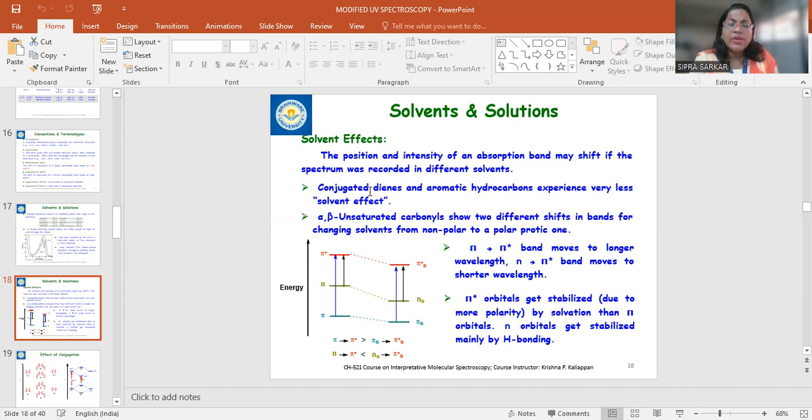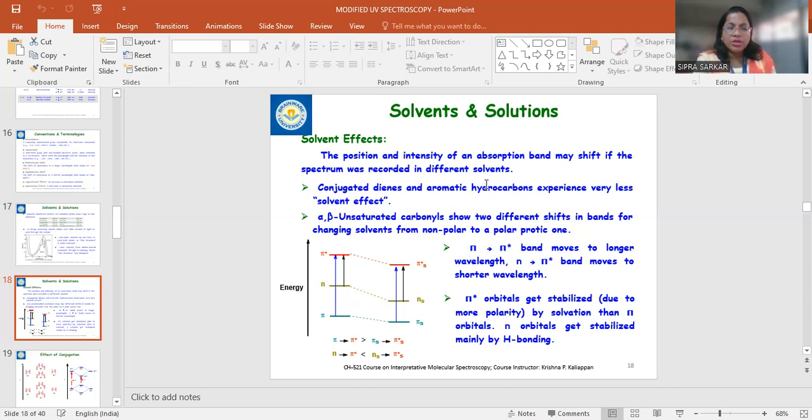That means if a compound contains a conjugated diene or is an aromatic hydrocarbon, it experiences very little solvent effect. Aromatic hydrocarbons like benzene and toluene are not much affected by the solvent because they are very rigid in structure and do not bond with other solvents. So conjugated dienes and aromatic hydrocarbons do not have their wavelengths changed much by the solvents.